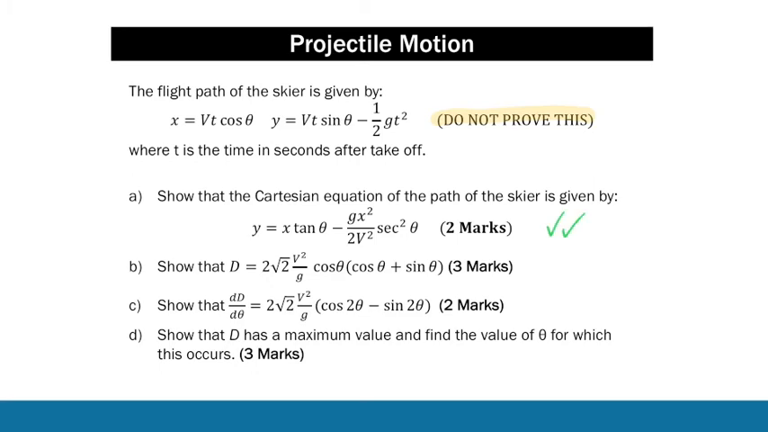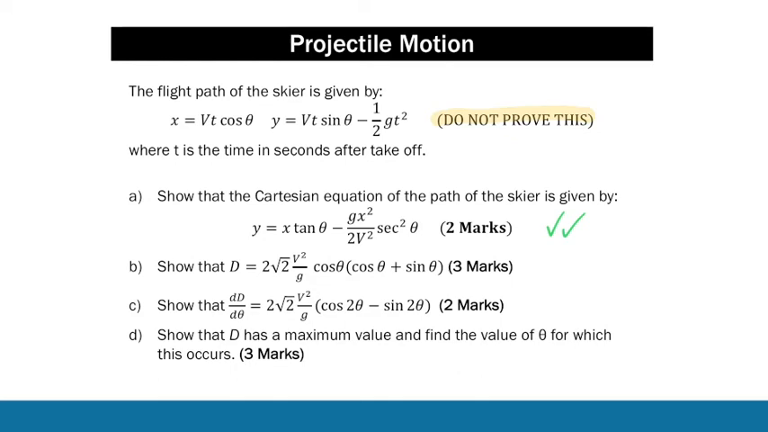Consider that done. That's just done using the proof I showed you earlier. The next step, though, is more interesting. We're asked to show that d is equal to 2 root 2 v squared on g times this product of a few trig functions here. This is a 3-marker, it's fairly serious.